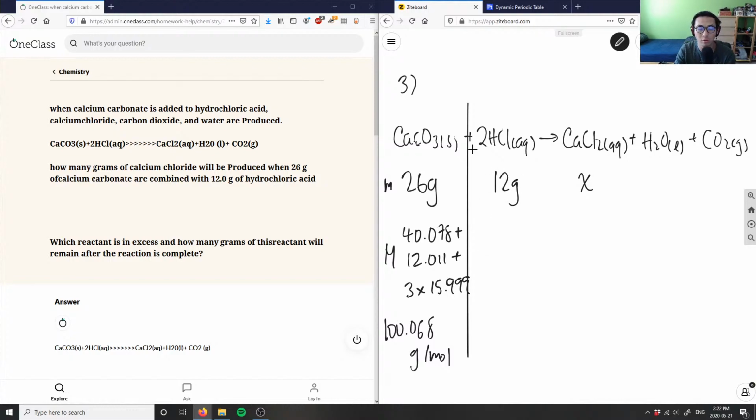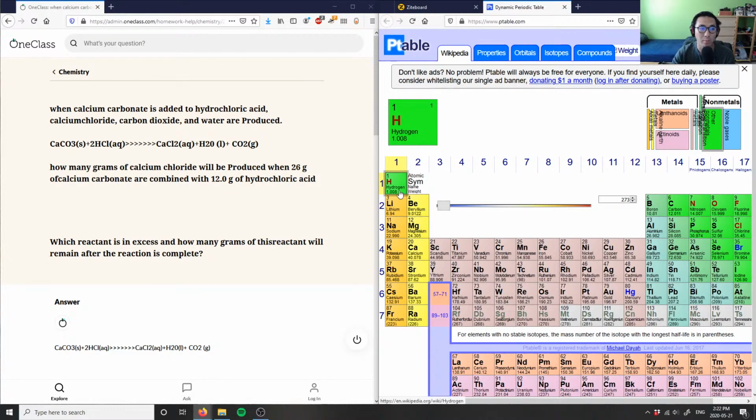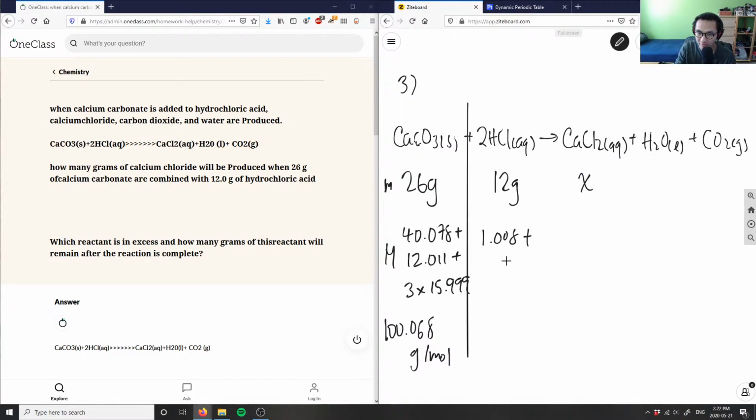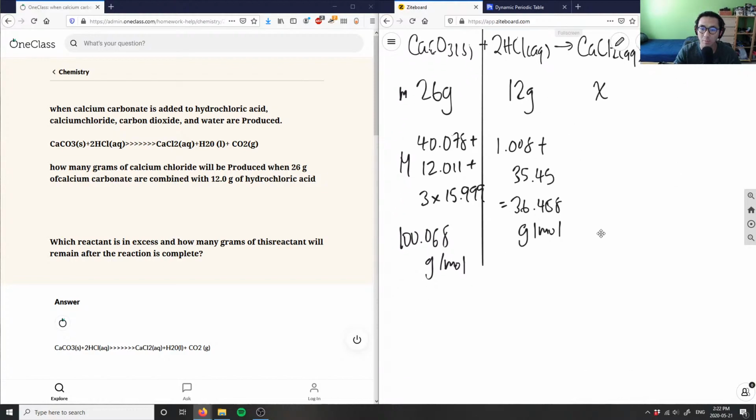I want to find the molar mass of hydrochloric acid, obviously. So hydrogen, I have 1 hydrogen here, so 1.008 is my molar mass of hydrogen, and then I have my molar mass of chlorine as well, which is 35.45. I add both of these numbers up, 1.008 plus 35.45 will give me a value of 36.458 grams per mole. So this here is my molar mass of calcium carbonate and my hydrochloric acid.